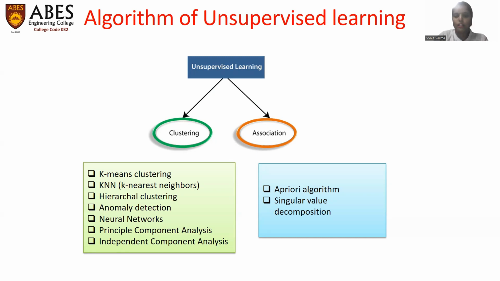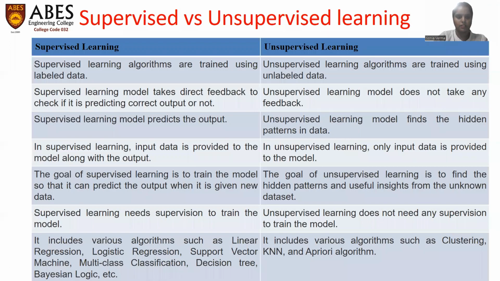Now, next comes the second type, association. It means one data is associated with another data. There are two algorithms: the Apriori algorithm and the singular value decomposition algorithm. So we can say that data is classified on the basis of their similarities, because here we do not have labeled data. Let's come to the differences between supervised learning and unsupervised learning.